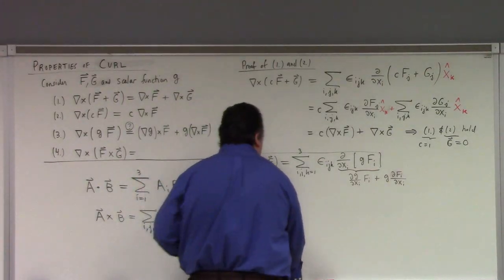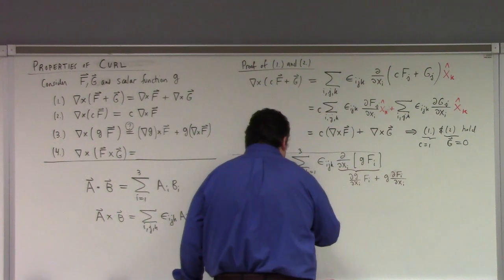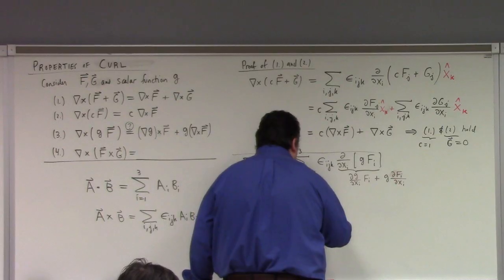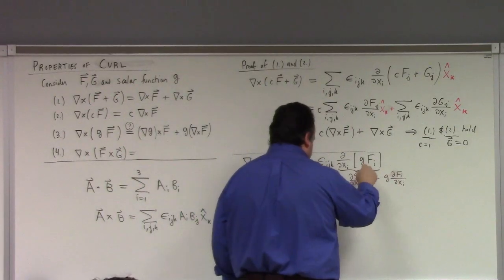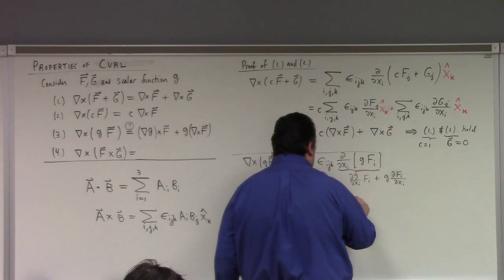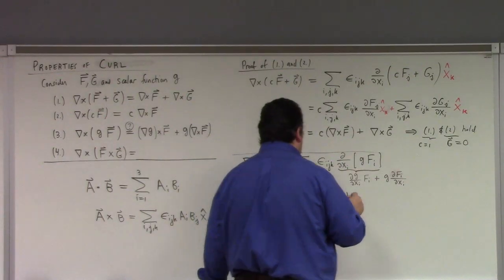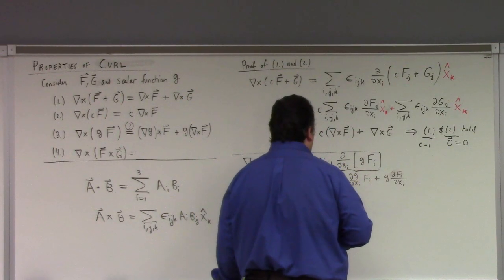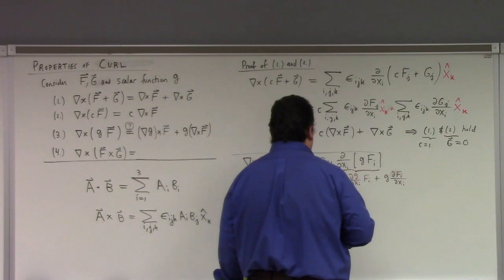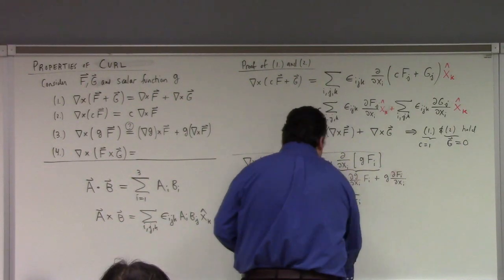And then I can rewrite this as the sum over i, j, k of epsilon i,j,k. What is partial G, partial x_i? That's nabla G, the ith component, right? And whoa, mind blown. Oh, I did the same stupid mistake again, didn't I? I forgot the x hat. Yeah, thank you.